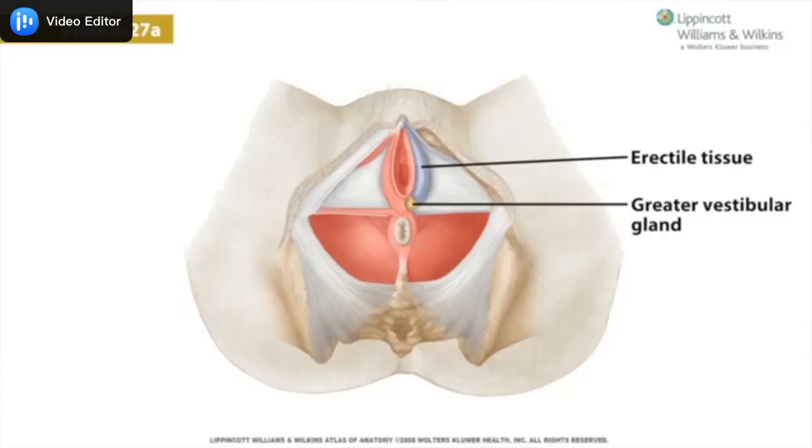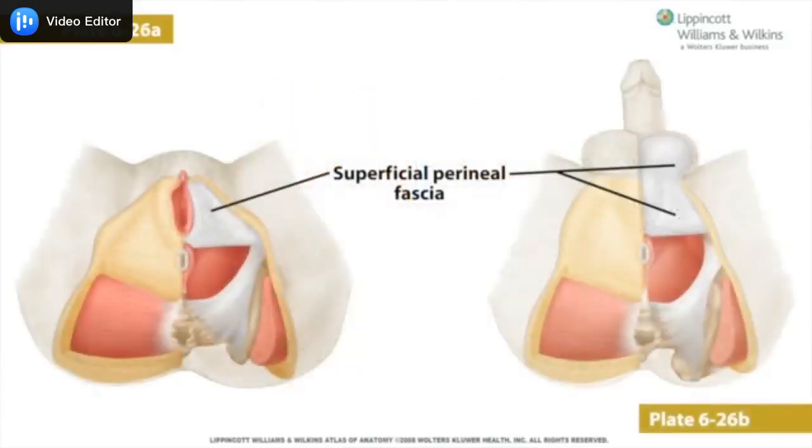The superficial perineal pouch is occupied by three muscles, branches of the pudendal neurovascular bundle, and erectile tissue. In females, there is also a gland in this pouch, and in males, since the superficial perineal fascia is continuous with the dartos fascia, the entire contents of the scrotum is within the superficial perineal pouch as well.